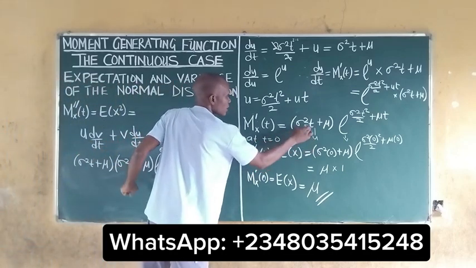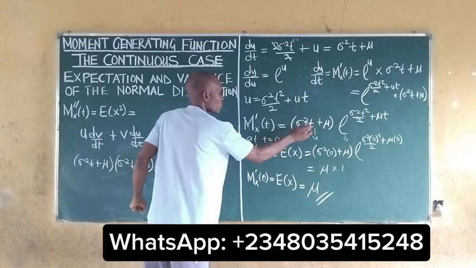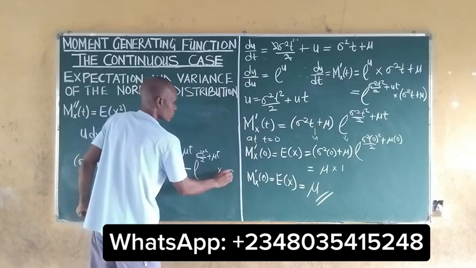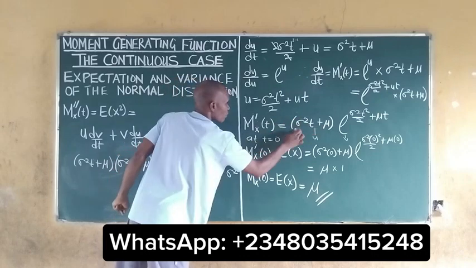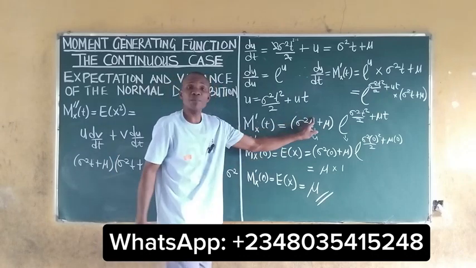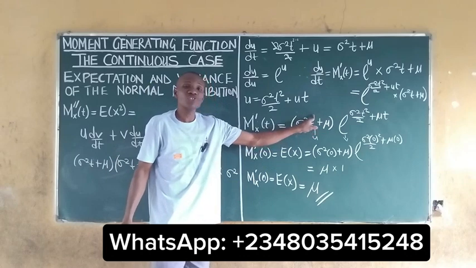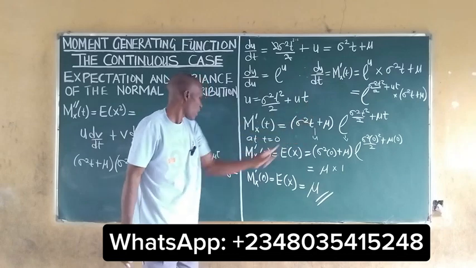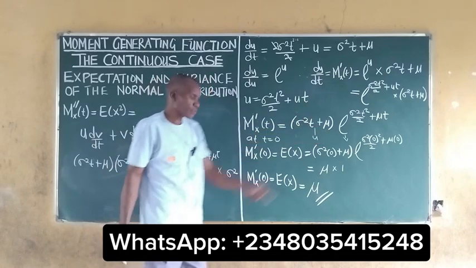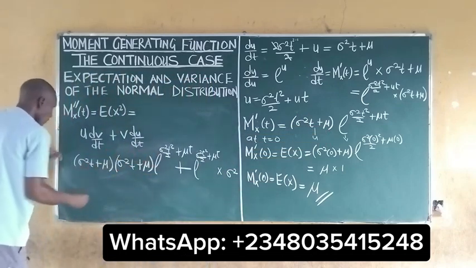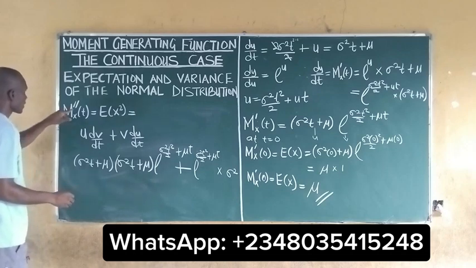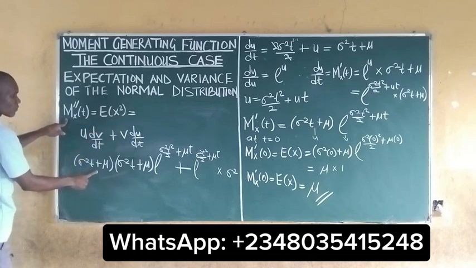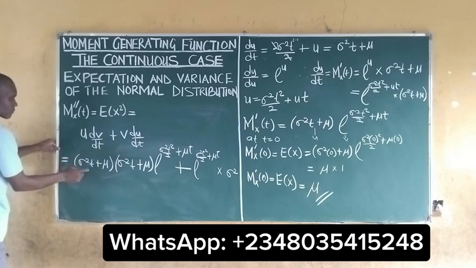We have sigma squared t squared over 2 plus mu t multiplied by the du over dt. If we differentiate this with respect to t, this will go off. This will turn to 0. We will now be left with just sigma squared. We differentiate the whole function with respect to t because this will now be 1 minus 1, which is 0. Anything raised to the power of 0 is 1. So 1 multiplied by this, we'll have sigma squared plus 0. So this is what we'll get. It then means that our second derivative is equal to this function.